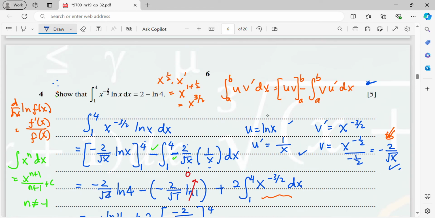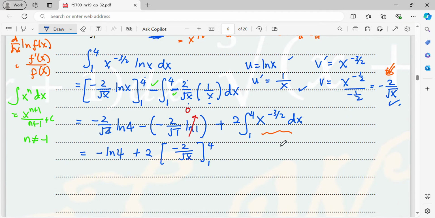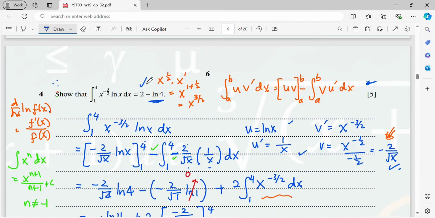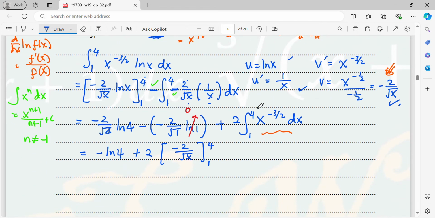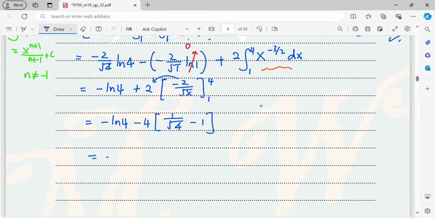Now looking at the question, ln 4, therefore I will keep the minus ln 4. I just need to prove the 2 from the second term. So I will rewrite the negative ln 4, and this minus 2 combined with the 2 is minus 4. Then 1 over square root 4 minus 1 over square root 1, that is 1. So at last, I will get minus ln 4 minus 4 times, square root 4 is 2, so this is half minus 1. Half minus 1 is basically minus half. So minus half times the minus 4 is going to be positive 2.